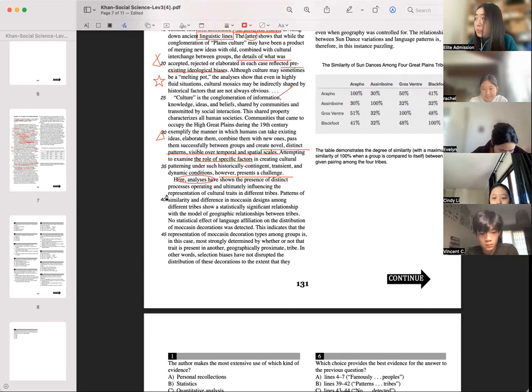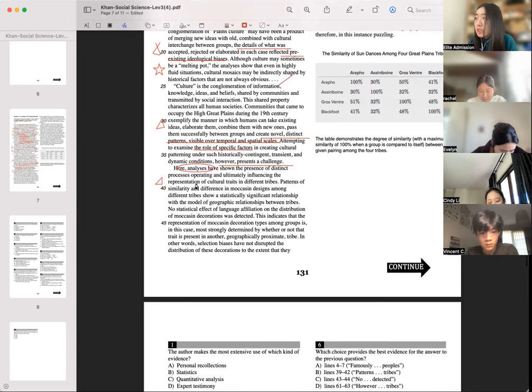Analysis has shown they have a distinct process, influencing the representation of cultural traits in different tribes. Patterns of similarity and difference in moccasin design. So focus on the moccasin design. It shows a statistically significant relationship with the model of geographic relationship between tribes. Okay, try to understand this language.